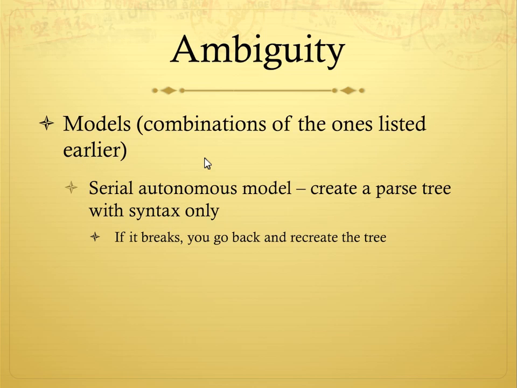So the models for ambiguity are types of either autonomous or interactive models, in either a one-stage or a two-stage model. These are those ideas combined into a model. A serial autonomous model creates a parse tree with only syntax and then adds semantics. Serial being one at a time, this would be a two-stage model. If that syntax does not work, you go backwards and recreate the tree. This is the parse tree.